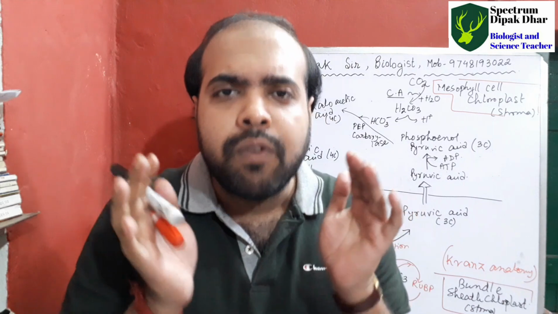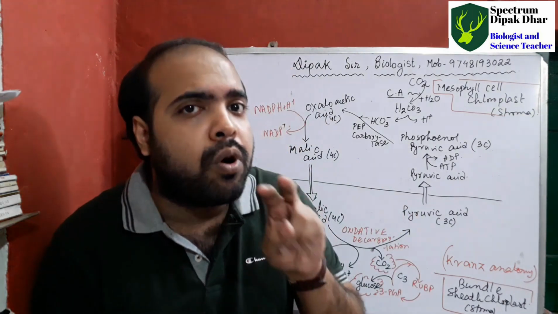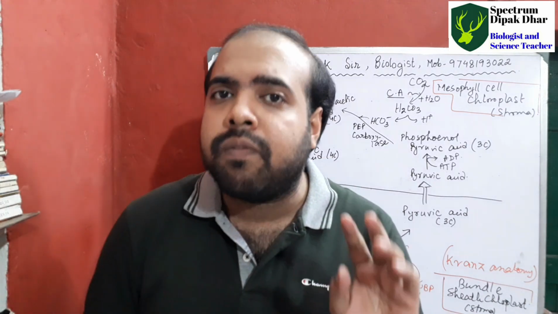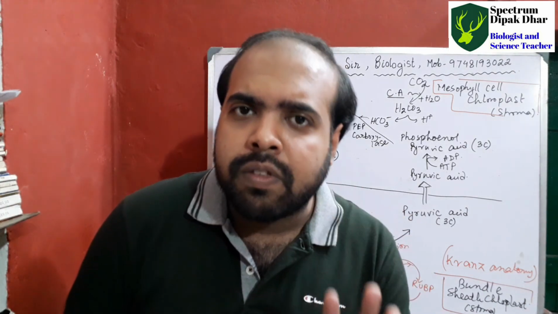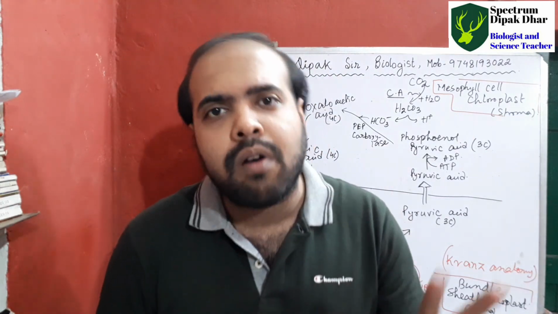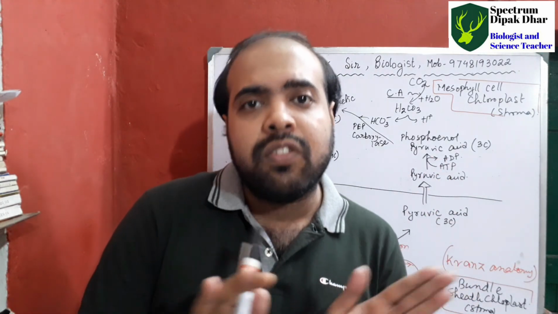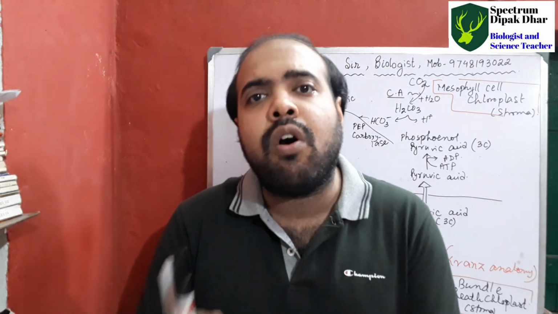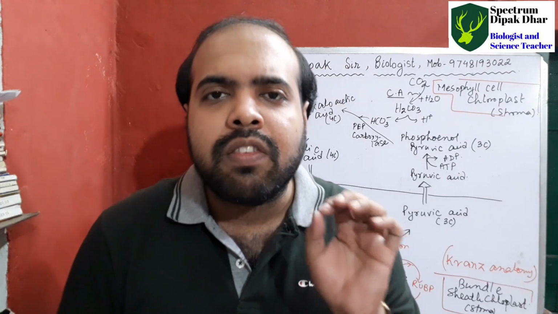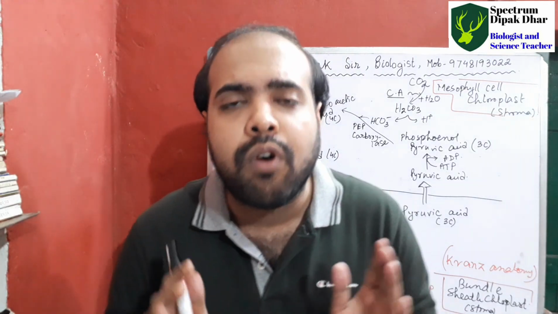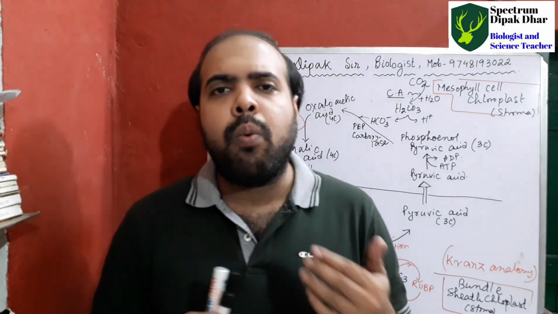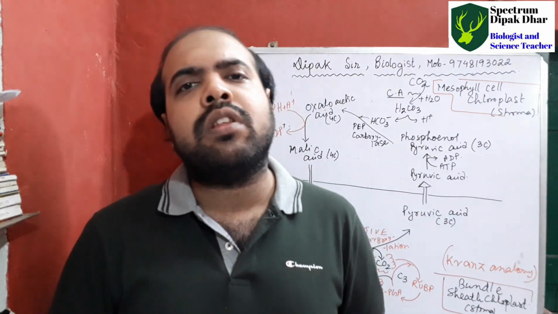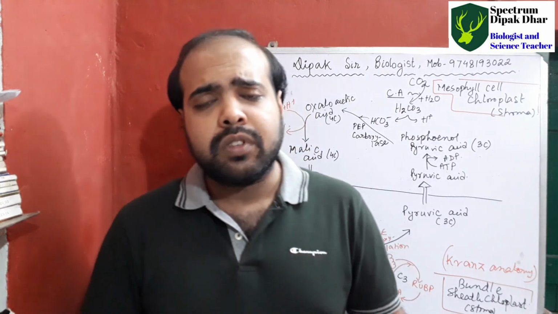In the case of C4 plants, both cycles occur. One is the C3 cycle and the second one is the C4 cycle. That means C4 plants can perform both processes, the C3 as well as the C4. Now where does this C3 occur? You have to remember it. The C3 process in C4 plants occurs within the bundle-sheath chloroplast, not within the mesophyll cell chloroplast.